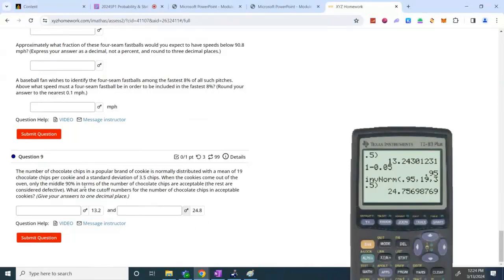There are usually questions about the last one. So it would take the 13.2 and the 24.8. Cookies that have between those amounts of chocolate chips, they're going to package up and sell. But if they have less than 13.2 or more than 24.8, they're going to disregard them.